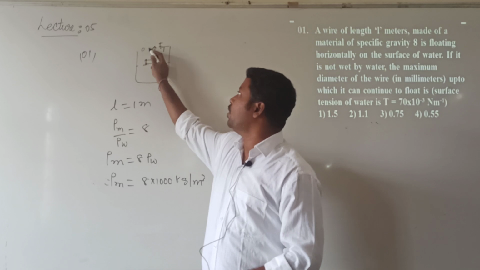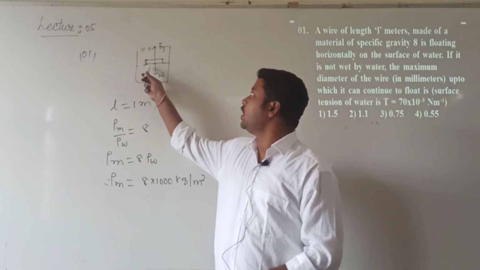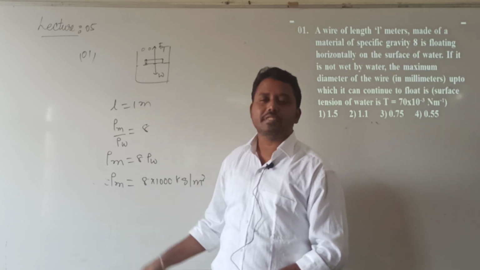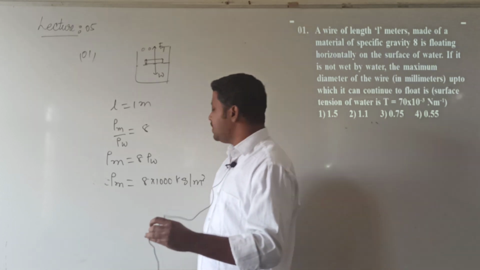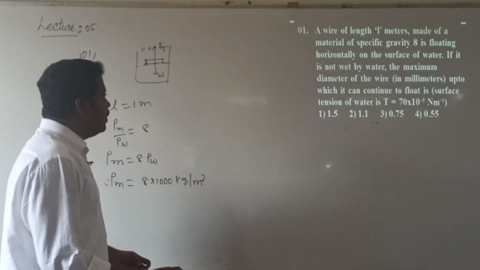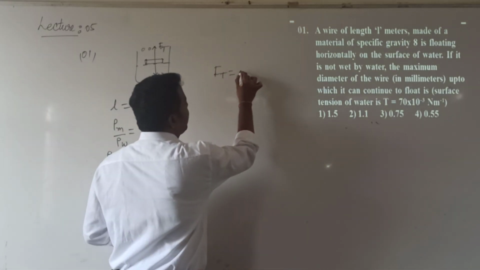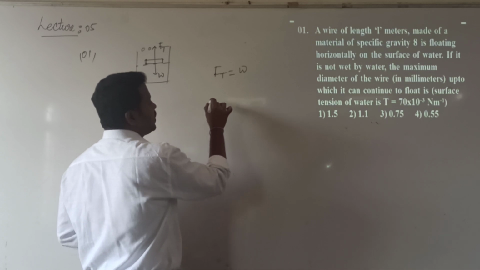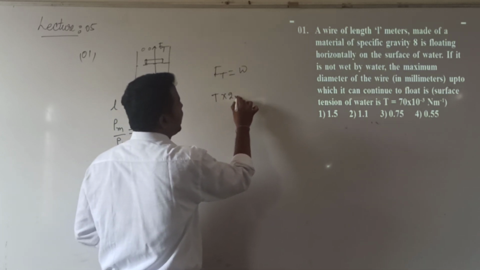Above this rod also molecules will be there. Air molecules are there, and those air molecules will attract the molecules on the surface. So that force is given by the force due to surface tension. Then for floating, the condition is that the force due to surface tension is balanced by the weight. What is the force due to surface tension acting on the wire? That is T into 2L.